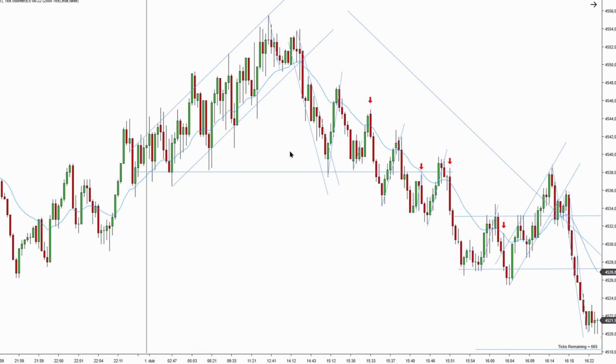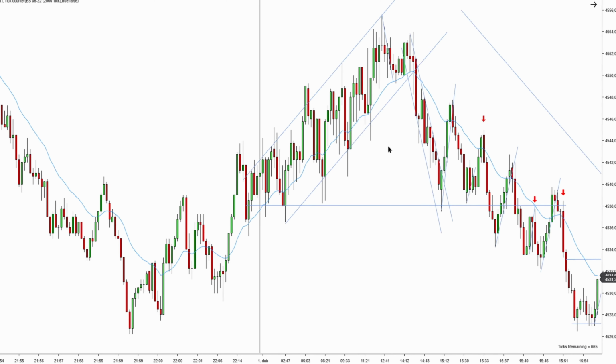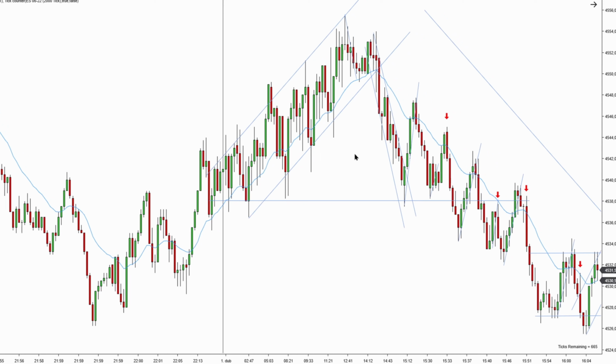And the first and the easiest thing we can do is identify what the bias is. Because if you keep the proper bias in the back of your mind, you will be able to stay on the right side of the market and you will be able to take high probability setups. So let's talk about what the bias was today before the market opened.